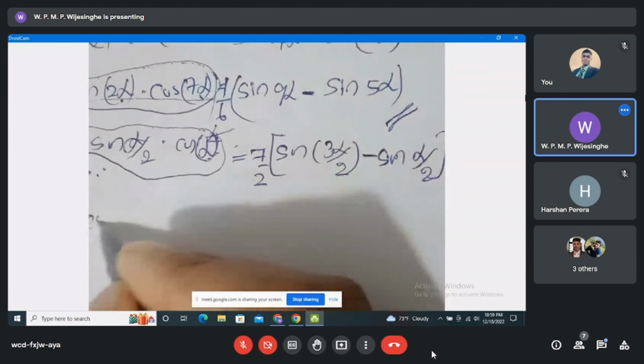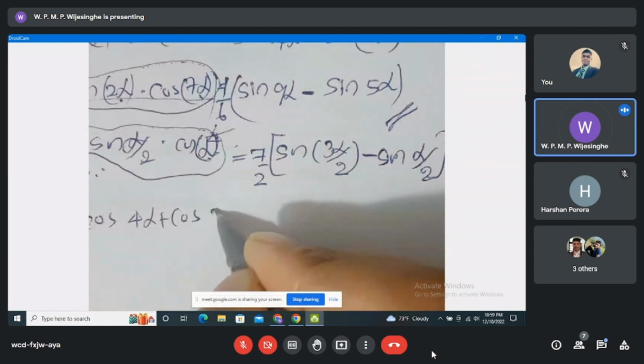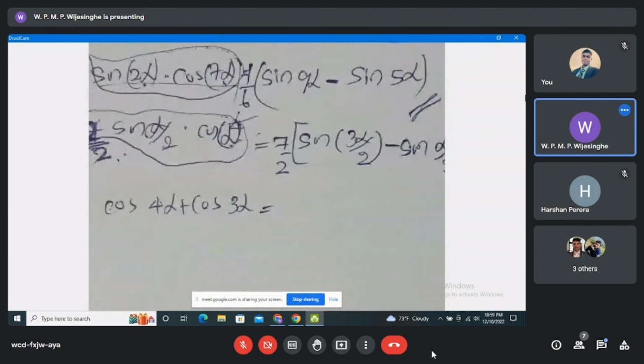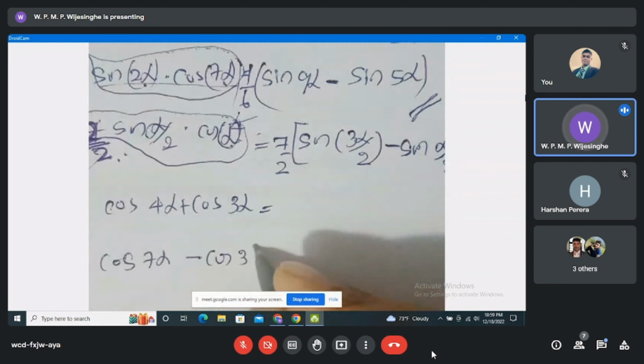Another, cos 4 alpha, cos 3 alpha. Expand this. And cos 7 alpha minus cos 3 alpha.